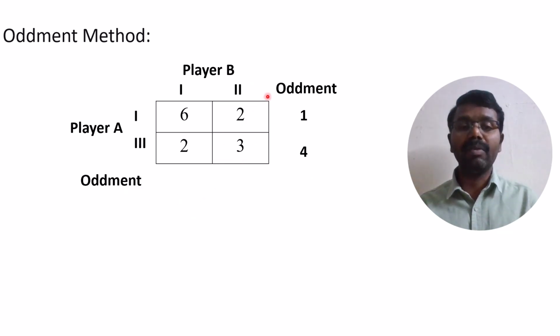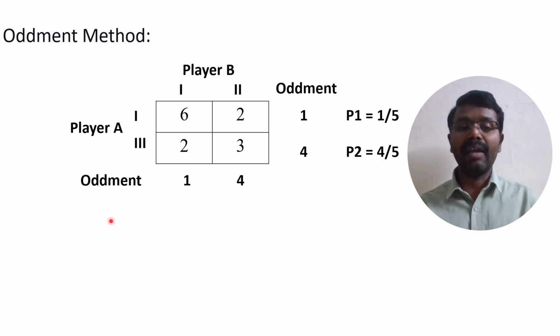and here the difference between augment values for the columns, the difference between these two values becomes 1, and the difference between these two values becomes 6 minus 2, that is 4. So now you find out the P1. P1 is equal to 1 by 1 plus 4, so 1 by 5. P2 is equal to 4 by 1 plus 4, so that becomes 4 by 5.